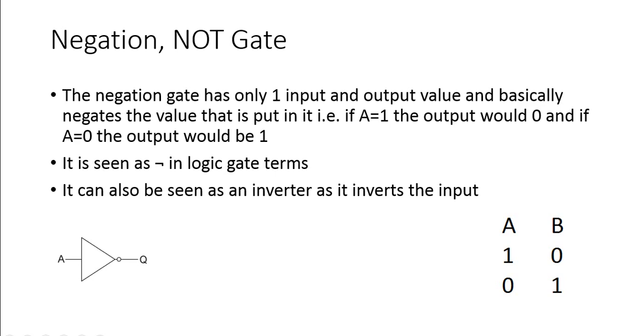And it's shaped like a triangle with a little circle on the end. And this little circle on the end of the triangle represents the inverter. So that's what it means, the little circle at the end of the triangle, it inverts it. You'll also see the little circle on things called NAND gates and NOR gates, which are the opposite of AND gates and the opposite of OR gates. As you can see from the truth table, A equals 1, B equals 0, and A equals 0 and B equals 1. So it's just inverting or opposing the input value.